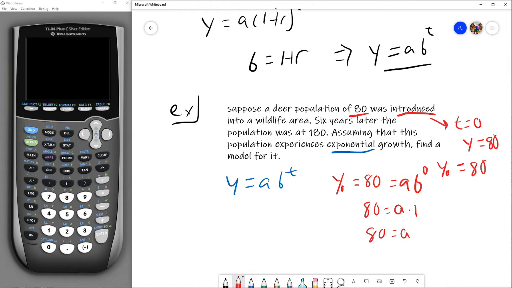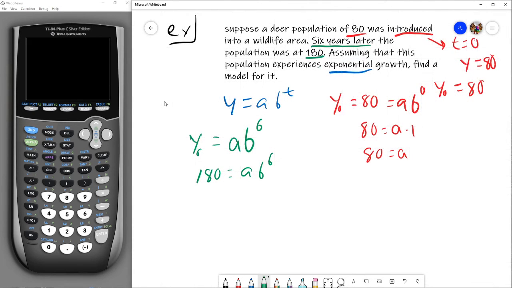Alright, so now we are told that we have 6 years later here, right? 6 years later, 180. So we could say that y subscript 6 is equal to a b to the 6. Hard to tell that's a b, so we'll try fixing that. Let's fix that now. That looks better. Alright, progress. So, we plug in that 180. 180 is equal to a b to the 6th.